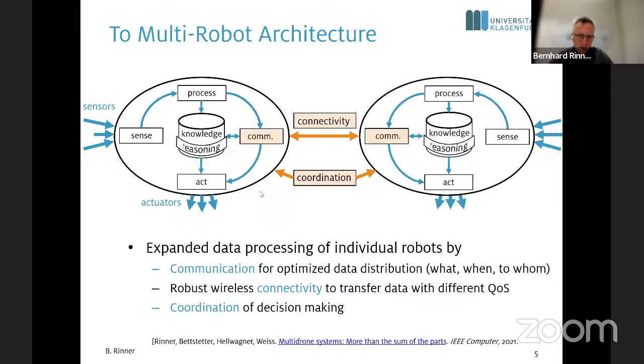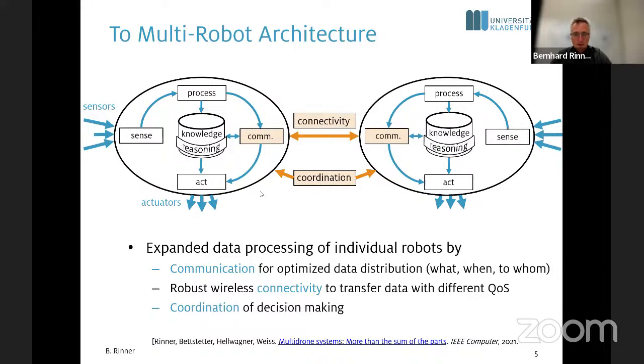When it comes to a multi-robot environment, we need to expand this basic architecture by three basic building blocks. The first building block is communication, which is responsible for the optimized data distribution: what data should be communicated to whom at what point in time. The fundamental for this communication is connectivity. So in order to distribute and share this data, the agents need to be connected.